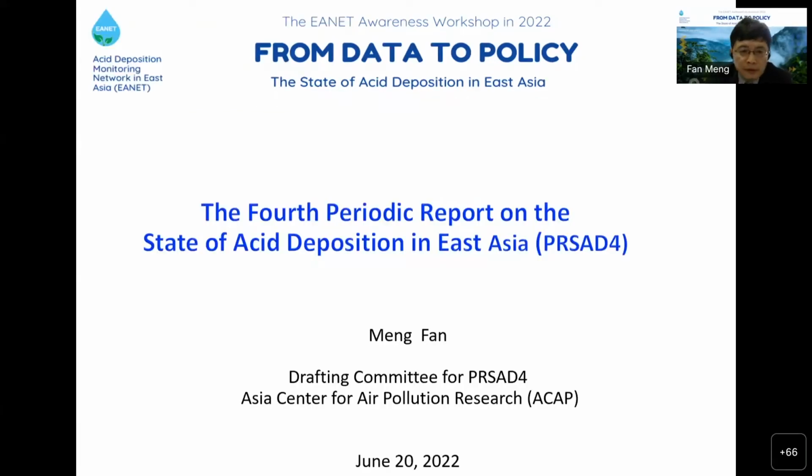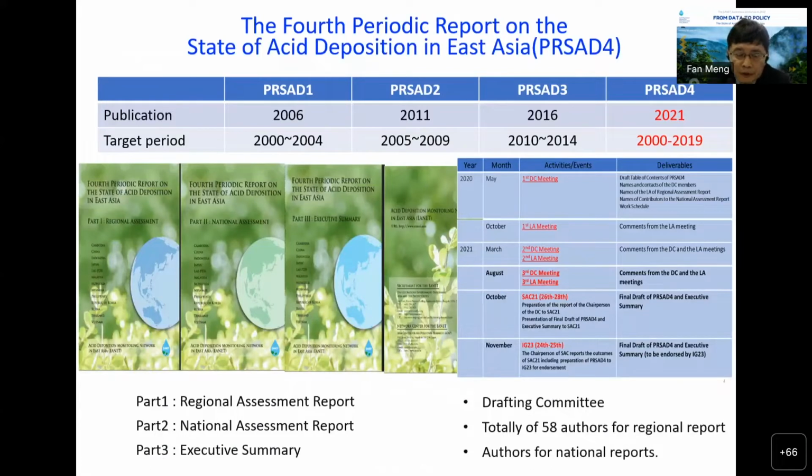Good afternoon, everybody. It's my pleasure to present to you the fourth periodical report on the state of acid deposition in East Asia. Every 5 years, EANET publishes a periodical report. This is the fourth periodical report, covering data from 2000 to 2019, 20 years of data. Basically, this report has three parts. The first part is a regional assessment report, the second part is a national assessment report, and the third part is an executive summary.